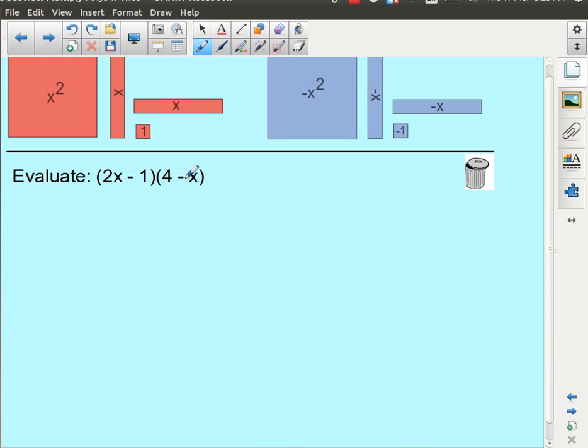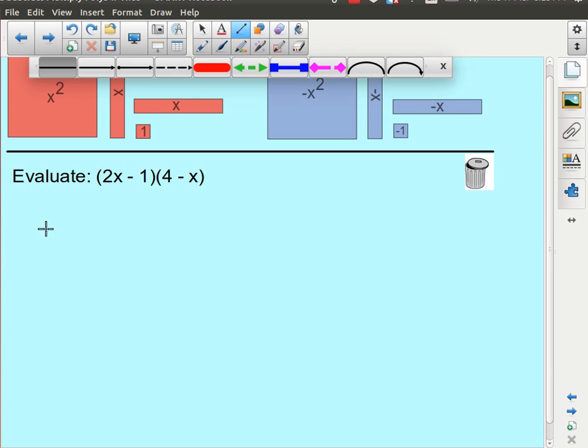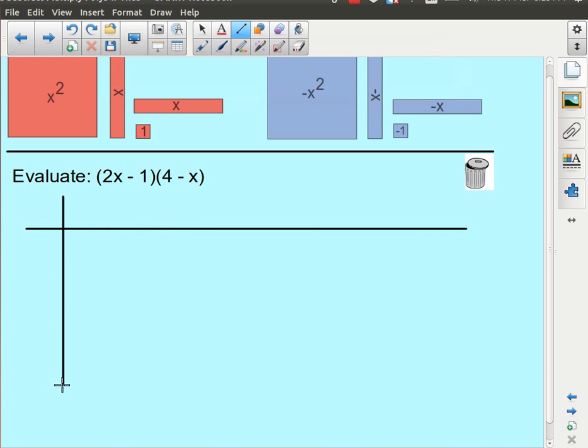2x minus 1 times 4 minus x. Now this one's written in a slightly unusual way, but the Algebra Tiles can manage that. They'll still get us to the correct answer. Just be careful. 2x minus 1. Again, I'm going to lay that out the same way I did before. 2x minus 1, and 4 minus x. 1, 2, 3, 4, and minus x. So even though this is unusual, it actually is still going to work just fine.